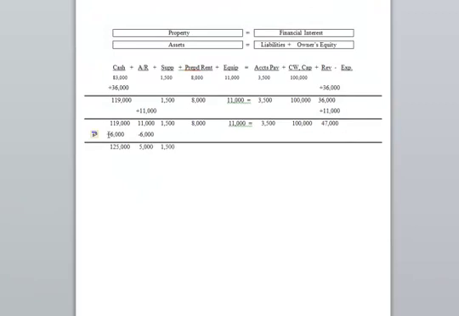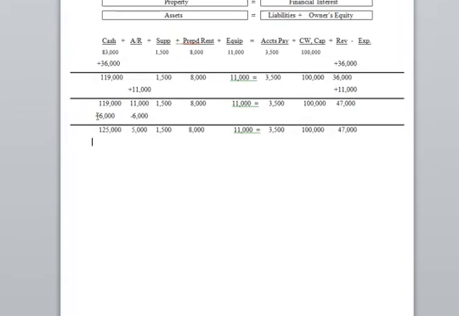$1,500 in supplies, $8,000 in prepaid rent, $11,000 in equipment, $3,500 in accounts payable, $100,000 in capital, and $47,000 in revenue. All right. We're ready for the fourth transaction, which can be found on page 32.